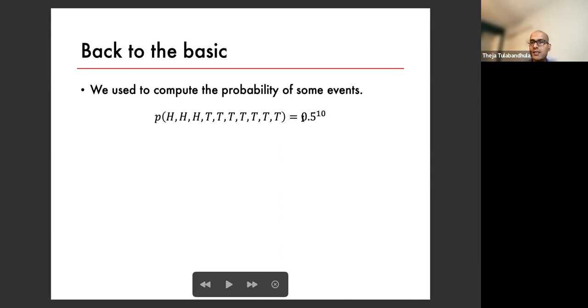And why is it a product of these individual coin flipping probabilities? Because we'll typically assume that each outcome is independent of the other outcomes. The realization of heads in the first coin flip has nothing to do with the realization of heads in the second coin flip. So that's why it's 0.5 to the power 10.